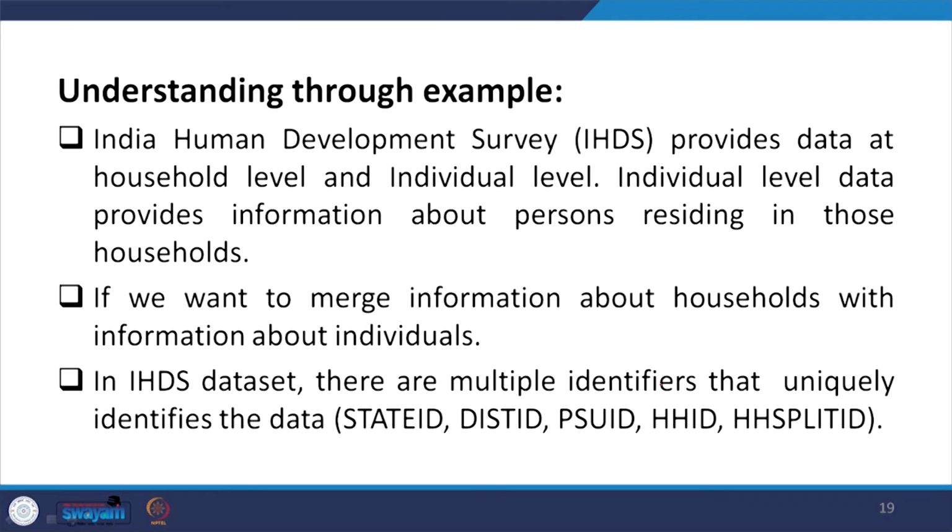In the IHDS data set, there are multiple identifiers that uniquely identify, which is important to note here. I have repeatedly said earlier that just state ID, for example, does not uniquely identify in the case of the IHDS data. There might be multiple variables or identifiers that must be taken together to merge the individual and household information: 1, 2, 3, 4, 5. If you take these 5 variables together, then you will be able to merge successfully.